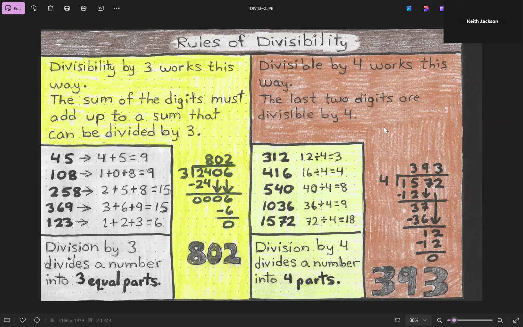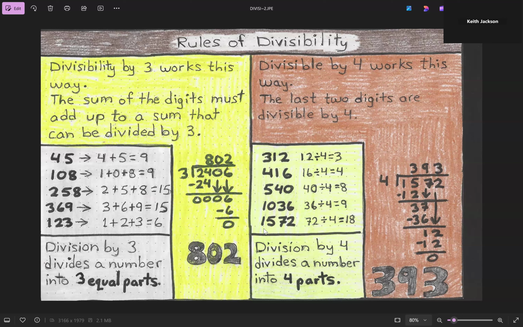All right, and so let's go to division by 4. Divisible by 4 works this way. The last two digits have to be divisible by 4. So let's say, for example, we have 312, and we know that 12 is divisible by 4, as you can see right here. 16 in 416 is divisible by 4. 540, the 40 in that number is divisible by 4, as you can see right here, right along the side. 1,036, well, we know that the 36 is divisible by 4, and it'll give us 9.